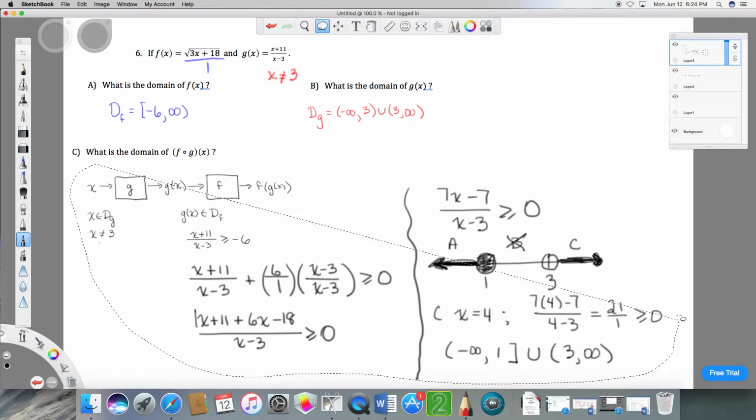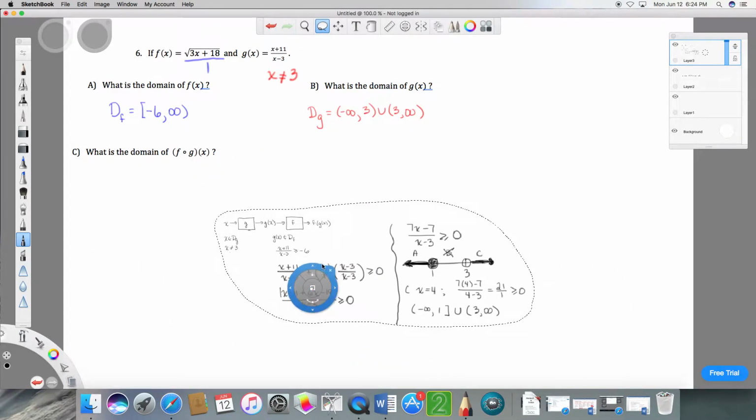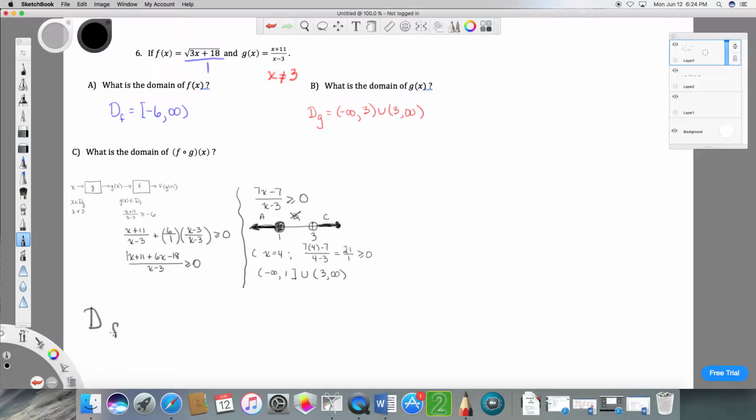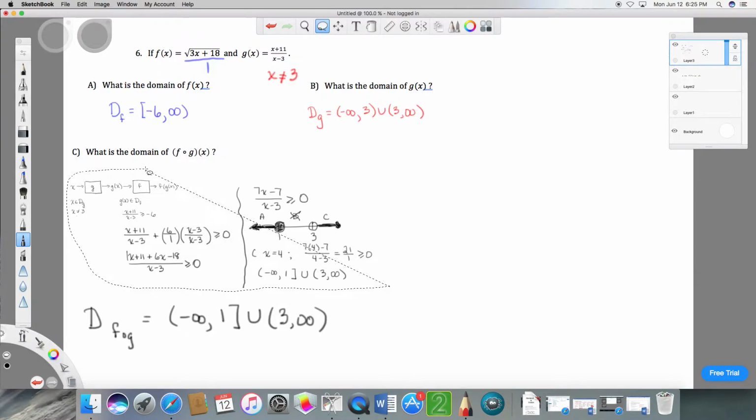Let's sum this up. And I claim that the domain of f composed with g is the set of real numbers from -infinity up to +1, including +1, or, excuse me, from 3 to infinity, excluding 3. All right. I'm going to delete my work here just to give me some room for the next part.